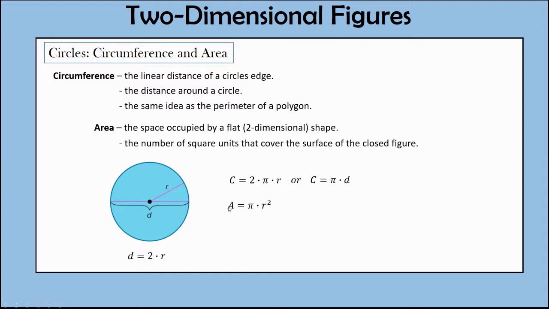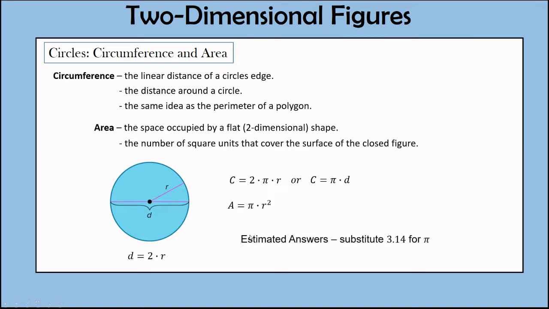Okay. Area of a circle is found by doing pi r squared. Okay. Pi times the radius squared. Now the radius squared is not the same as the diameter. 2 times radius and radius times radius are not the same thing. So make sure we don't think along those lines.